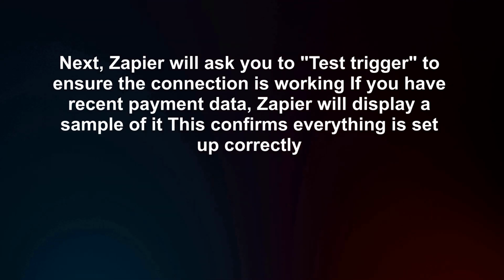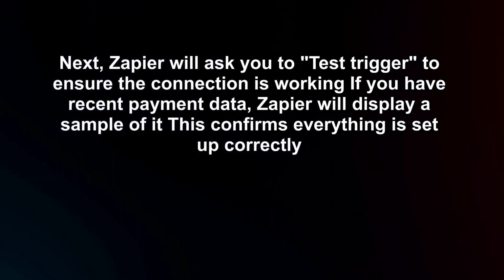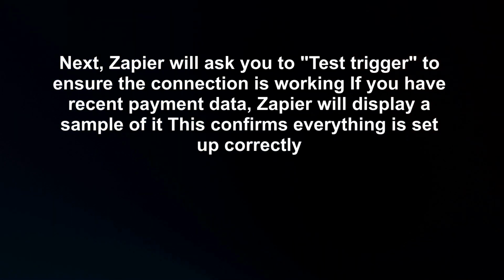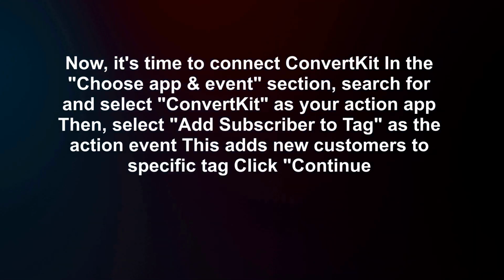Next, Zapier will ask you to test Trigger to ensure the connection is working. If you have recent payment data, Zapier will display a sample of it. This confirms everything is set up correctly. Now, it's time to connect Convertkit.